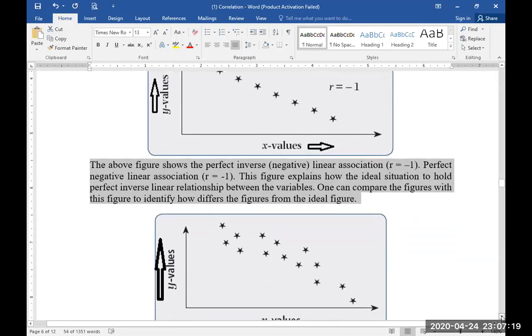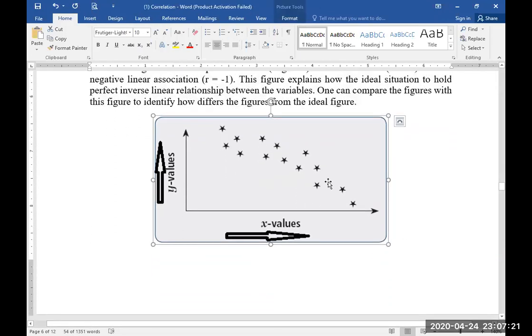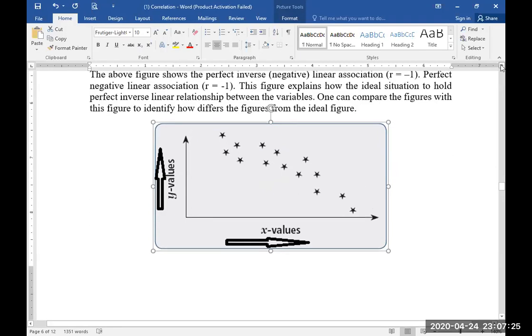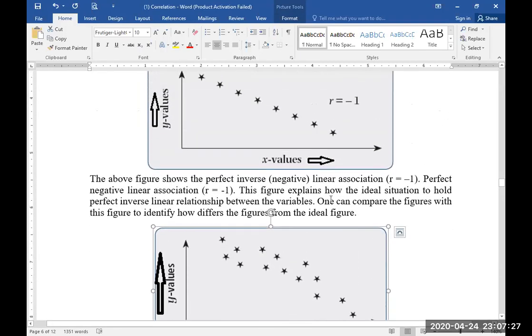Now, from the second figure, the dispersion increases. One can easily see the difference between the two graphs. There is more dispersion between the points. But see the ideal situation. Figure 2 differs from this figure.